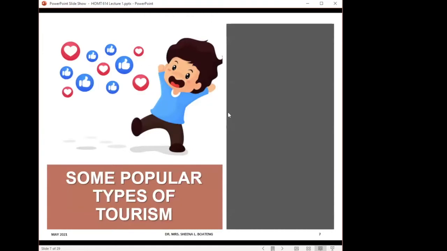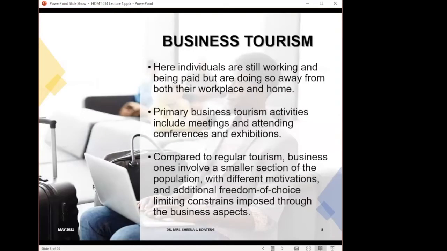And now that we are familiar with the forms of tourism, let's look at some popular types of tourism, right? Be it domestic or international, tourists usually go to a particular destination for certain reasons, and that determines the type of tourism that they are there to engage in, right? So let's look at some of the popular ones. The first one is business tourism, which currently is causing a ruckus in the industry, especially for the airline industry.